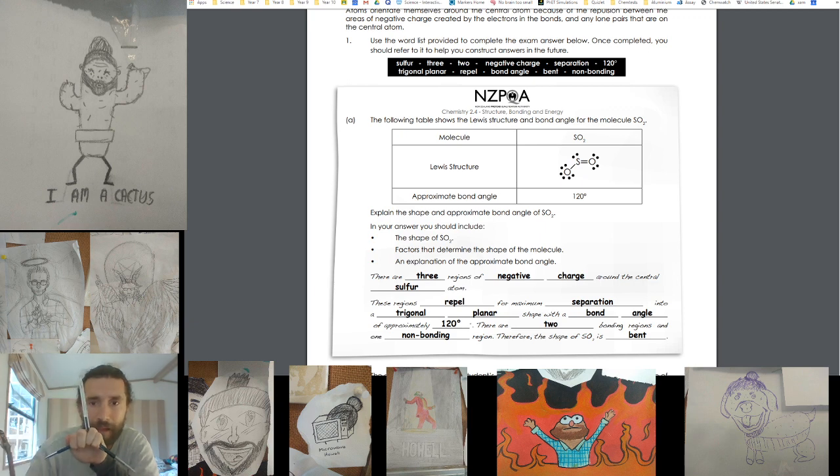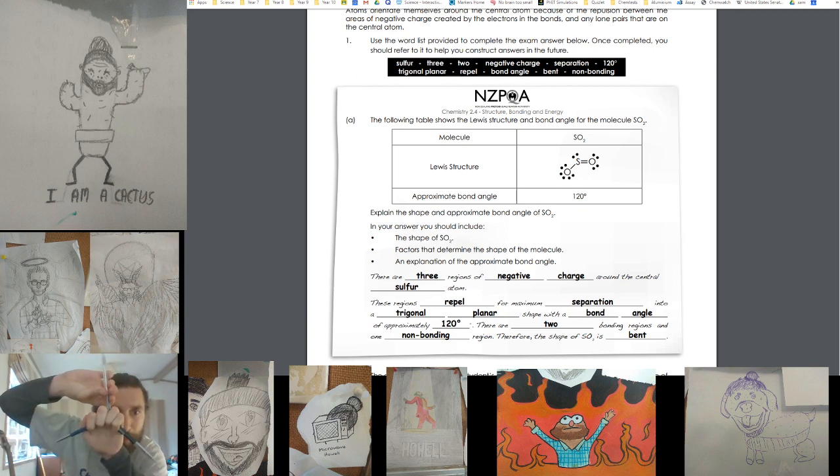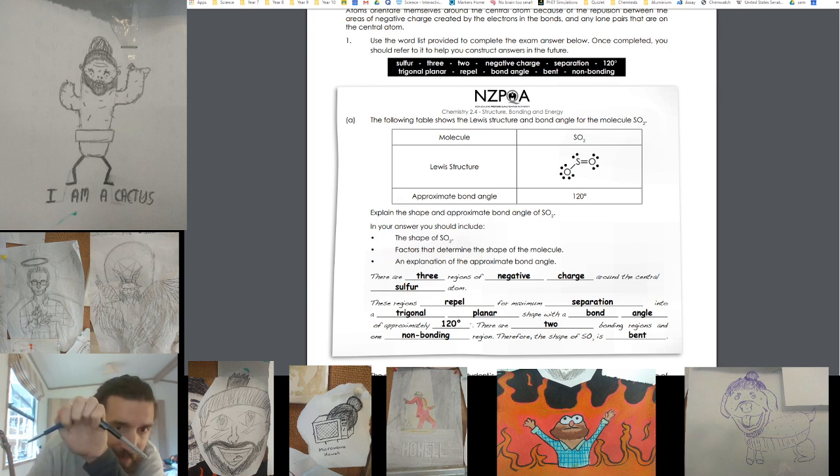All right. Now, one of these is non-bonding and 2 are bonding. So I'm going to remove the non-bonding one here, and this is my molecule. It's going to look like this. There are 2 bonding and 1 non-bonding region. Therefore, the shape of SO2 is going to be bent with a bond angle of 120 degrees. So this is basically a little template of how to answer the rest of these questions.